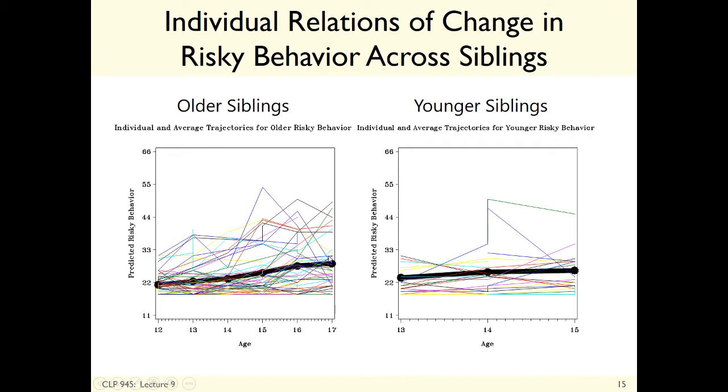But what we really want to know is this kid right here that went crazy at age 17, is that their little brother? Are there associations between family members in change? And to what extent would things like genetics or environment explain those associations? So that's another one.